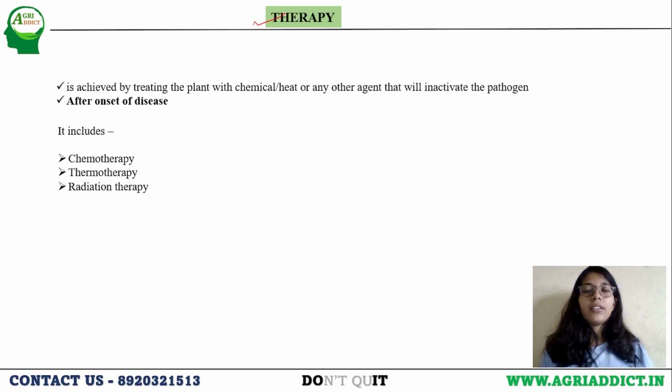And the last principal method for managing a plant disease is therapy. It is achieved by treating the plant with either chemical or heat or any other agent that will completely inactivate or kill the pathogen. This method is adopted after the onset of the disease. That is, after the disease has occurred in a plant, we will adopt therapy. So, therapy can be of various types, like chemotherapy, the use of chemicals. We have already learned that we can use fungicides and antibiotics. These are examples of chemotherapy.